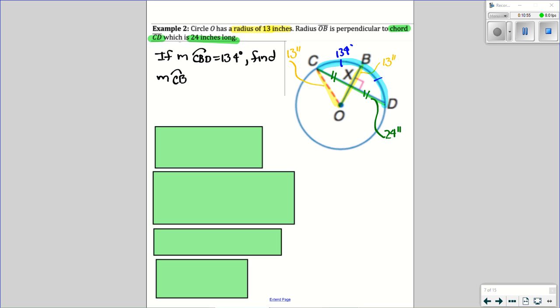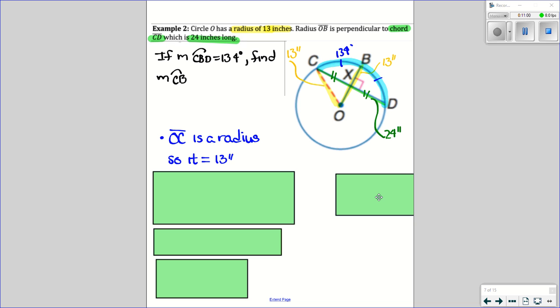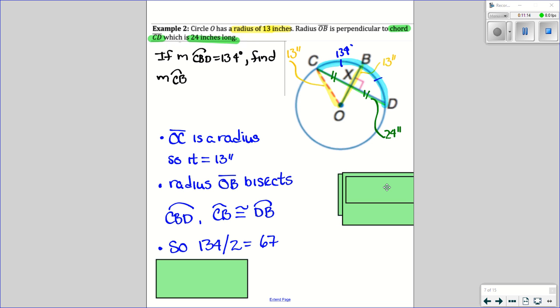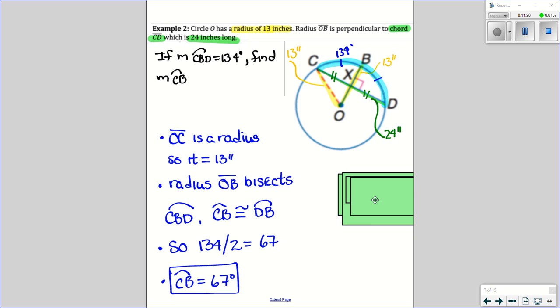All right, so let me move this stuff over here. So OC we mentioned is a radius, so it's also 13 inches. We also said that radius OB bisects arc CBD, so that means arc CB and arc BD are going to be congruent. So then what do we do? The 134 for that whole arc divided by 2, and we get 67. So then that means arc CB is 67.